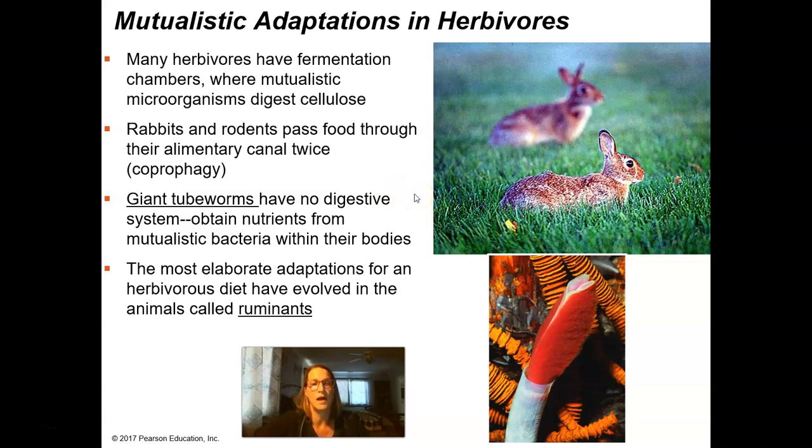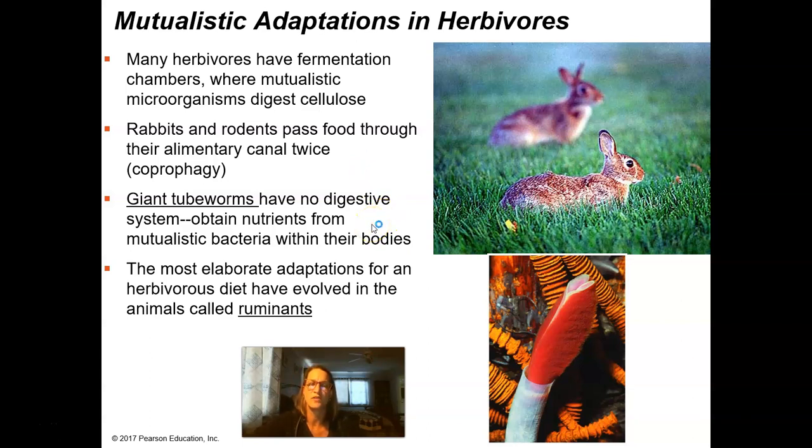So, it goes through twice, and while they consume it twice, the bacteria get a second shot at digesting that cellulose. Cellulose is really hard to digest, but the bacteria again are helping them.